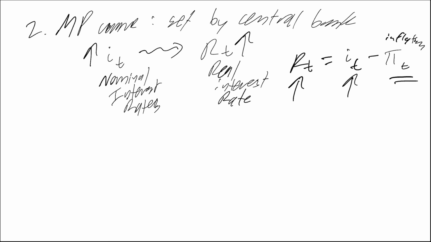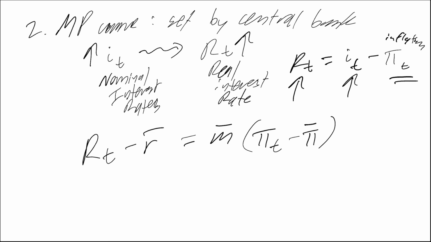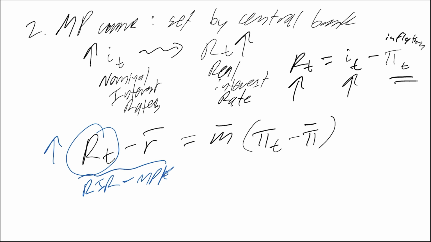All right, so our monetary policy rule is going to look like this. So we have the real interest rate minus the marginal product of capital, or the neutral interest rate, and that's going to equal this. Here we have that real interest rate minus the marginal product of capital again. And monetary policy is going to increase this interest rate if inflation gets to be above its target.